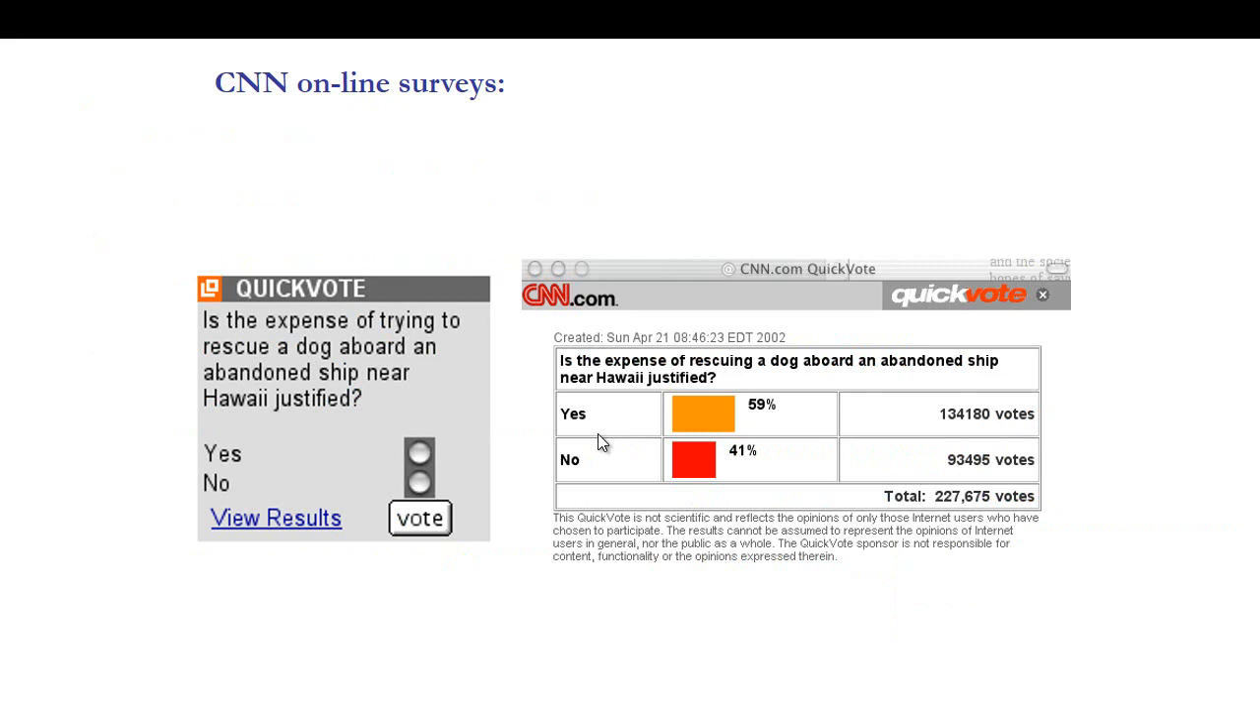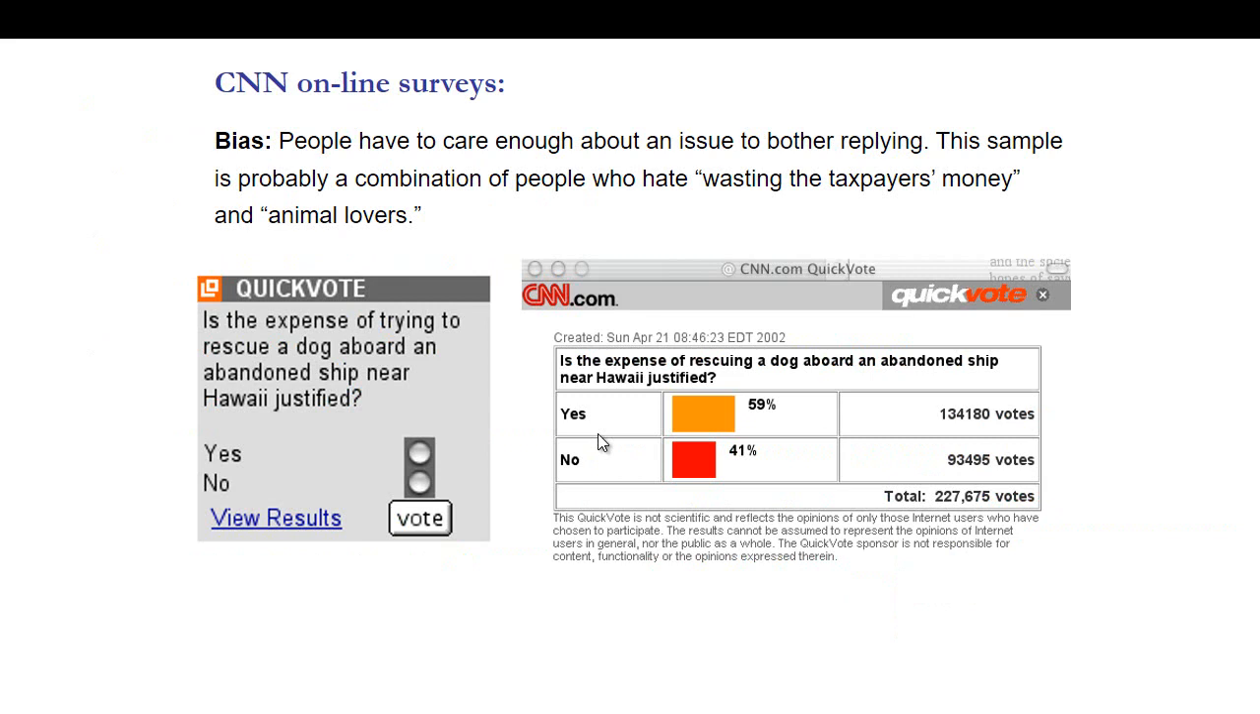The CNN online surveys are worthless. The example that I'm using here is a quick vote. They take these quick votes, such as: is the expense of trying to rescue a dog aboard an abandoned ship near Hawaii justified? And you see the results here: 59% said yes and 41% said no.